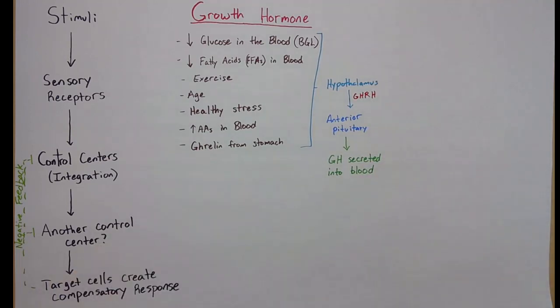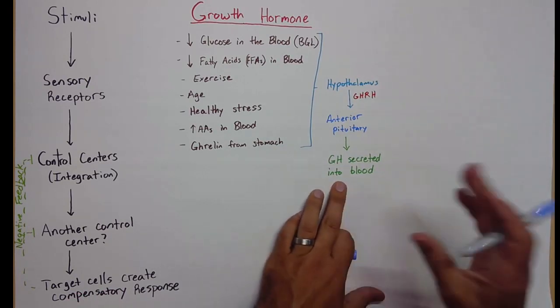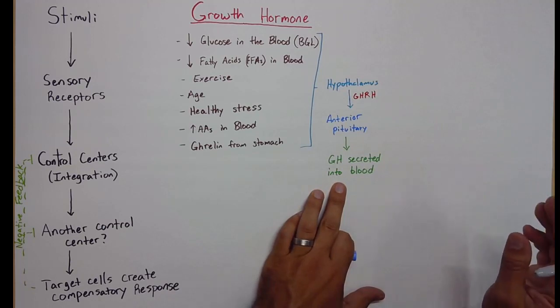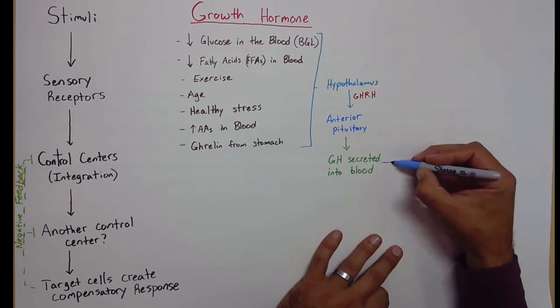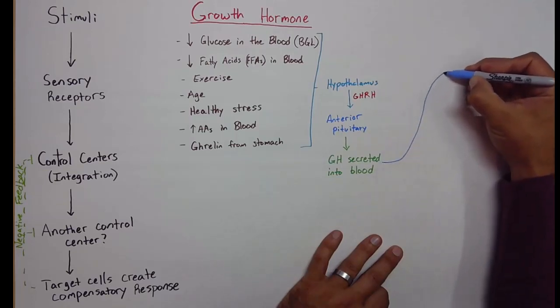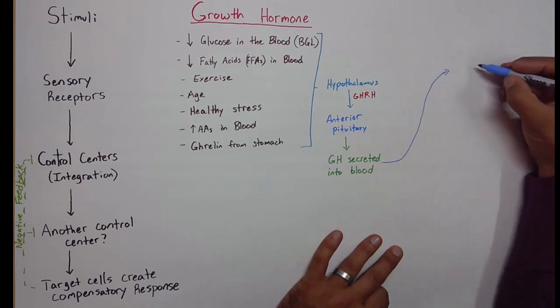So where does it go from here? What are the target cells that are going to help create a compensatory response? That's what we need to be listening for. So growth hormone is going to go a number of places. One of the first places that it's going to go to, we're going to draw an arrow, and this arrow is going to go up to the liver.